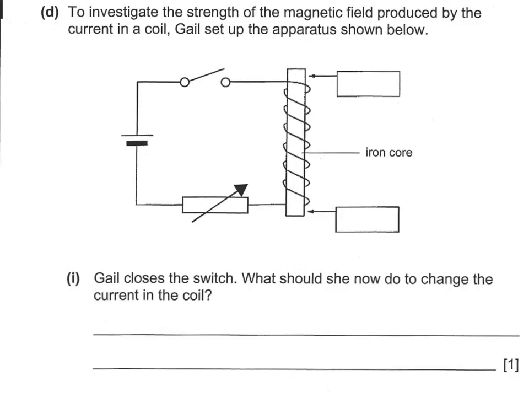Part D. To investigate the strength of the magnetic field produced by the current in a coil, Gail set up the apparatus shown below. Gail closes the switch. What should she now do to change the current in the coil? Okay, so obviously you've got this variable resistor here, and it can alter the current. So changing the current in the coil can be done by adjusting the slider on the variable resistor.